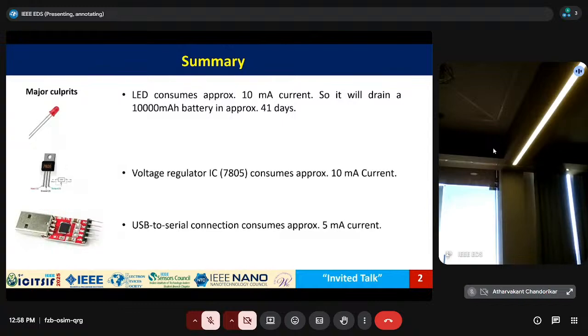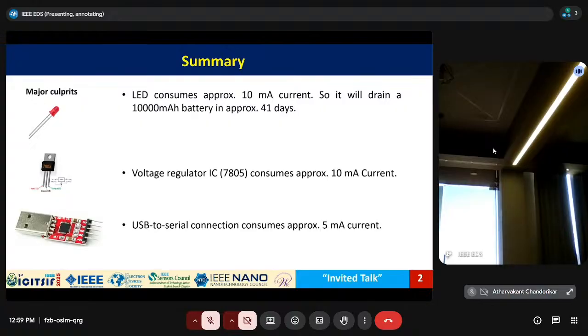Now these are the major culprits when we are designing a low power sensor node. The first major culprit is the LED. Sometimes we put in an LED without thinking that it is just an indicator. But an LED will continuously consume 10 milliampere of current for lighting. If you connect a 10,000 mAh battery, this LED will drain it in 41 days. So the LED is a major culprit for a low power sensor, and we have to avoid it whenever we are designing one.